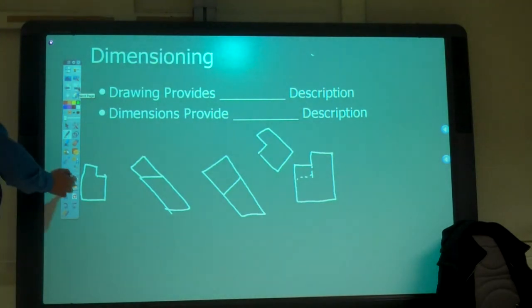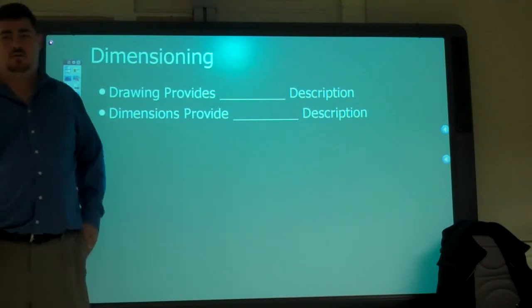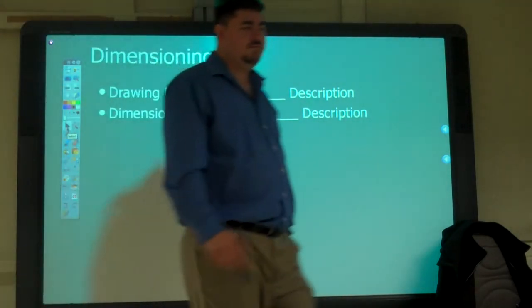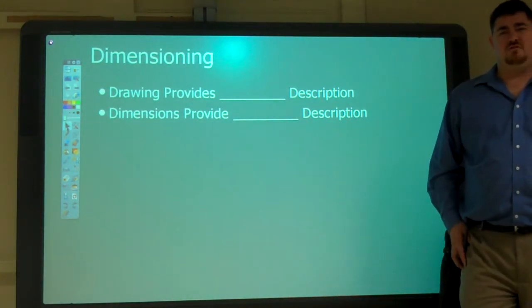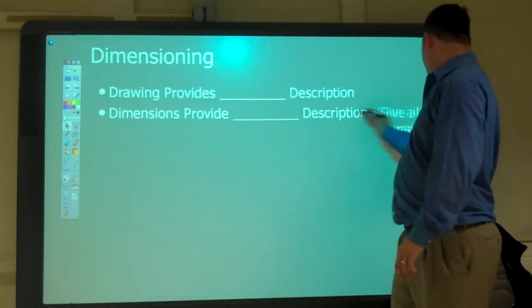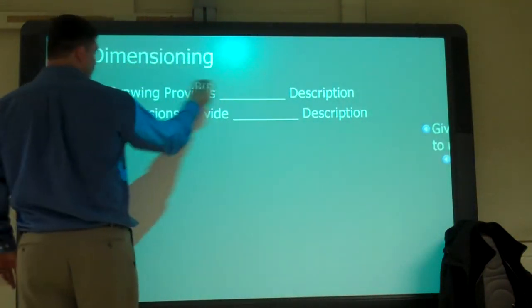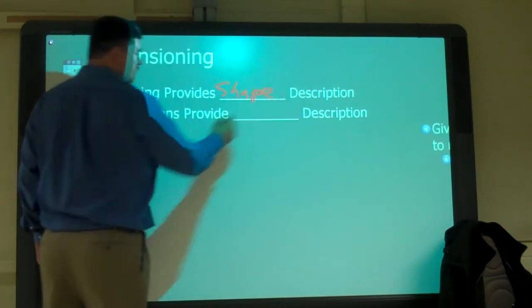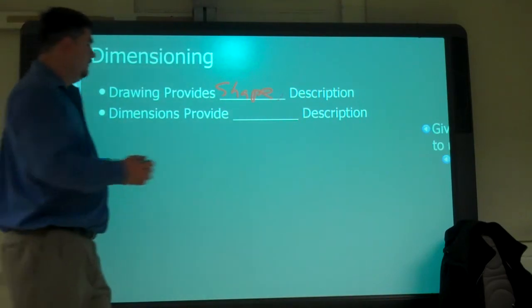So, the drawing provides what? What does the drawing give us? Gives you a physical description of an object. What can you tell from a drawing with no dimensions? Shape, right? The drawing gives us a shape. What do the dimensions provide? Measurement. Size. So size.